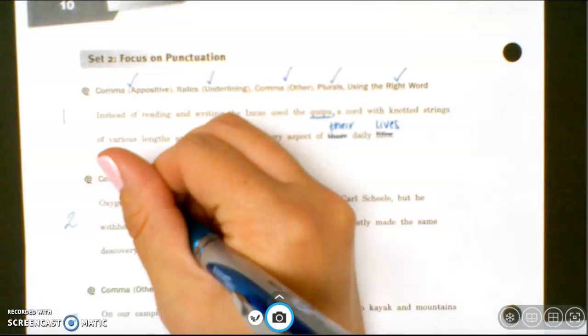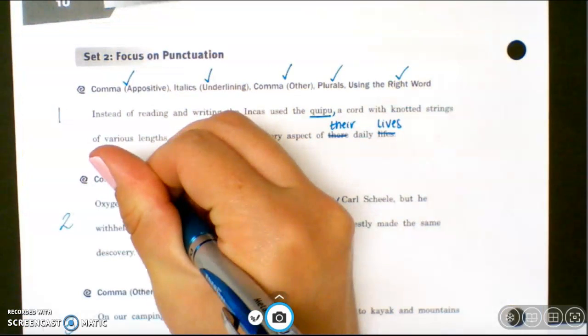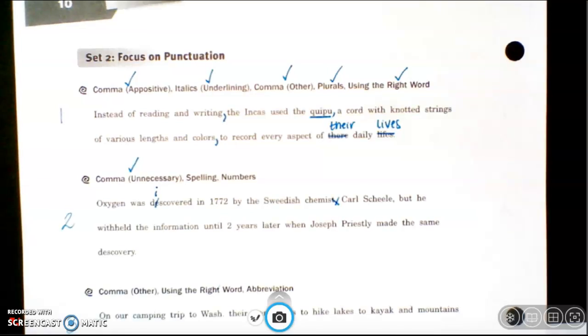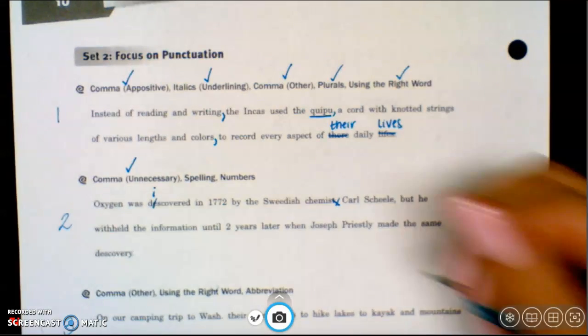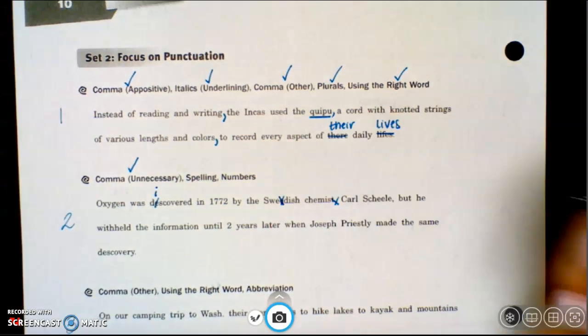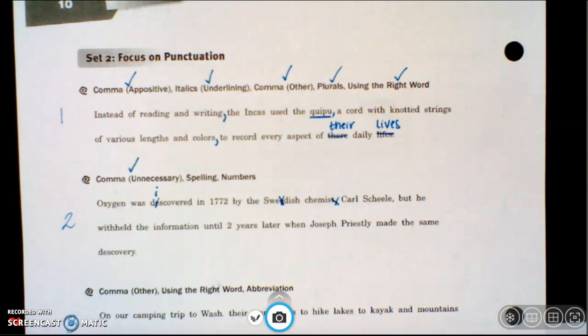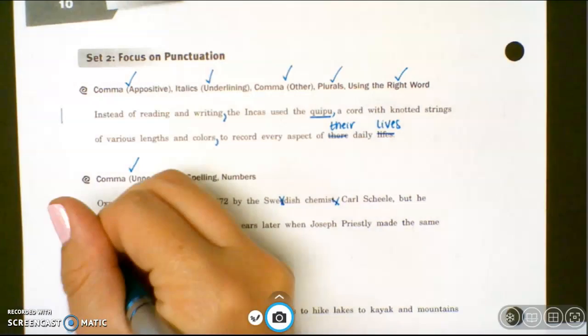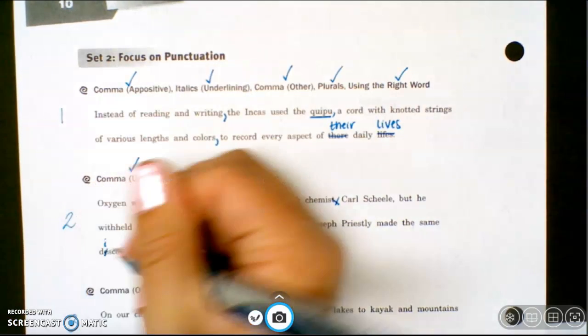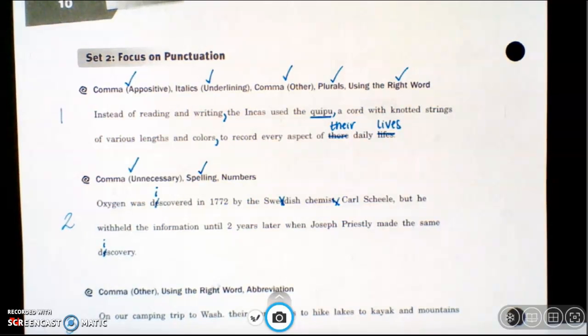My spelling errors are the word discovered. This E should be an I. The word Swedish has an extra E in it. And I need to change discovery to discovery. That would fix my spelling errors.